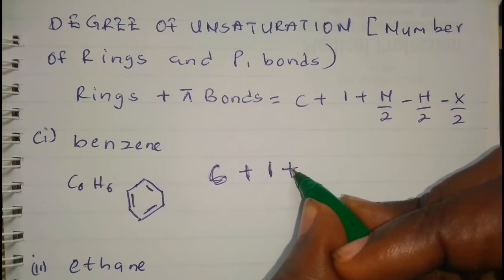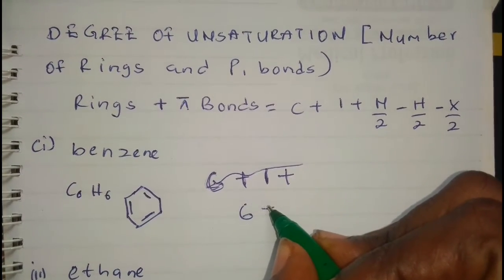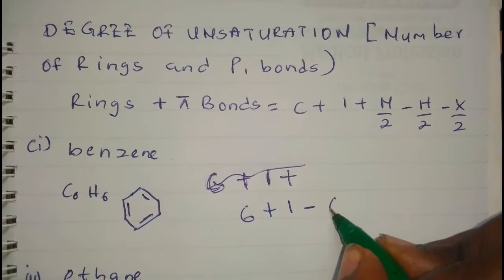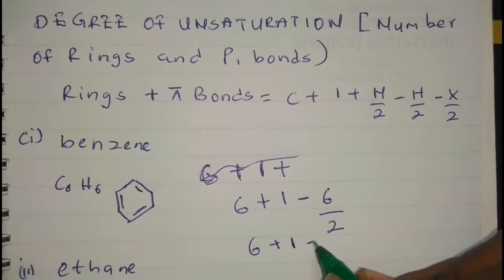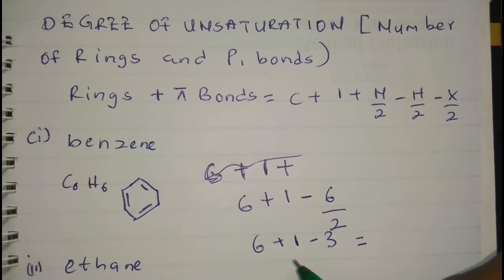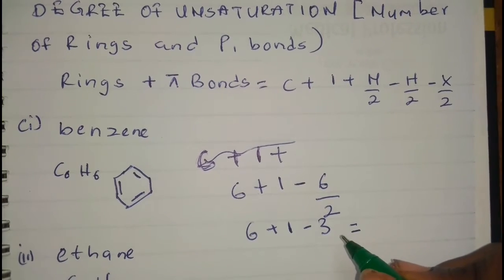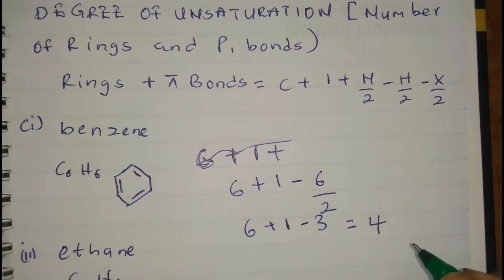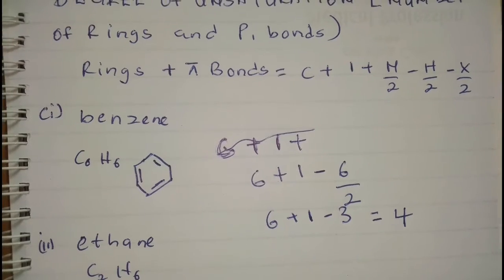This is 6 plus 1 minus 6 over 2. So that gives us 6 plus 1 minus 3. And if you do that, 6 plus 1 is 7, minus 3, it's going to give you 4. Yeah, sorry, 4. So 6 plus 1 minus 3 is going to give you 4.